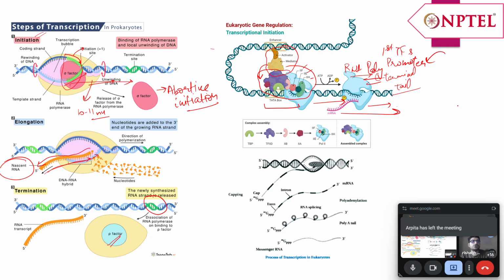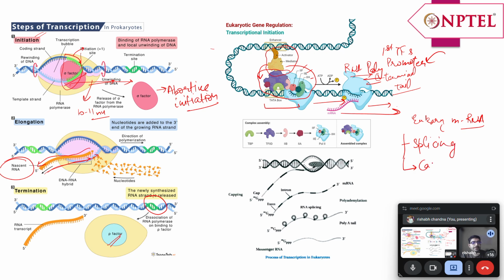In case of a eukaryotic mRNA, there are three processes that take place. First is the splicing, second is the capping, and the third one is the tailing. Splicing is removal of introns, capping is adding a 5 prime cap to the RNA, and tailing is the 3 prime end addition of multiple A's, that is a poly A tail.